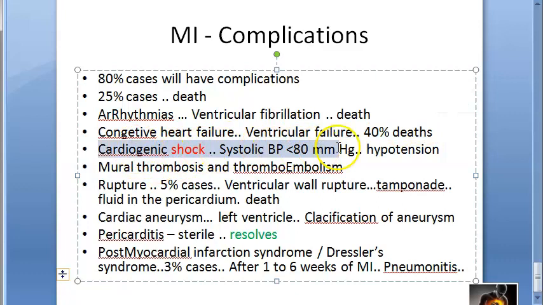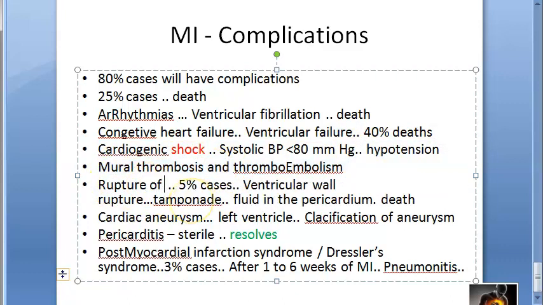Cardiogenic shock where the systolic blood pressure is less than 80 millimeters of mercury and hypotension can happen. Mural thrombosis, thromboembolism can happen. Rupture of the heart itself can happen. Usually the ventricular wall will rupture. There can be tamponade, fluid in the pericardium. Death can occur. Cardiac aneurysms can happen, especially in the left ventricle. Calcification of this aneurysm also can happen. Pericarditis, it's a sterile pericarditis. It's an inflammation without any bacteria or any microorganism, right? So this resolves by itself.